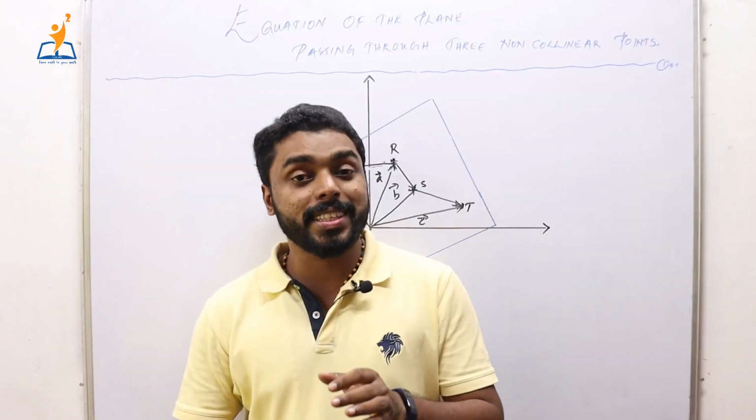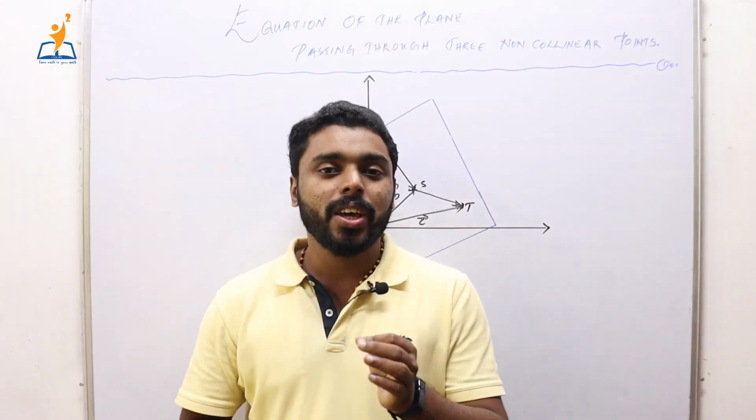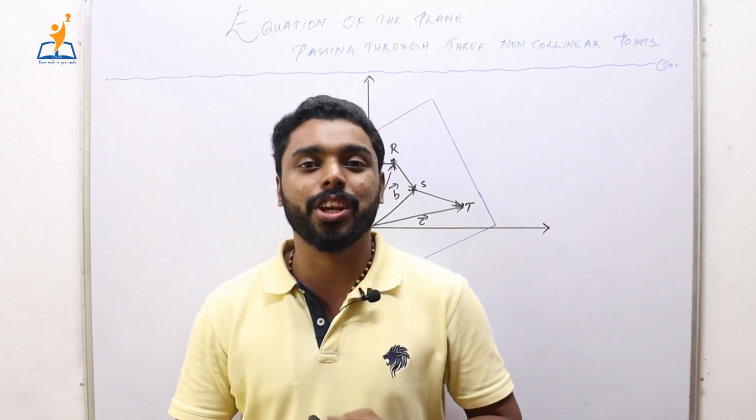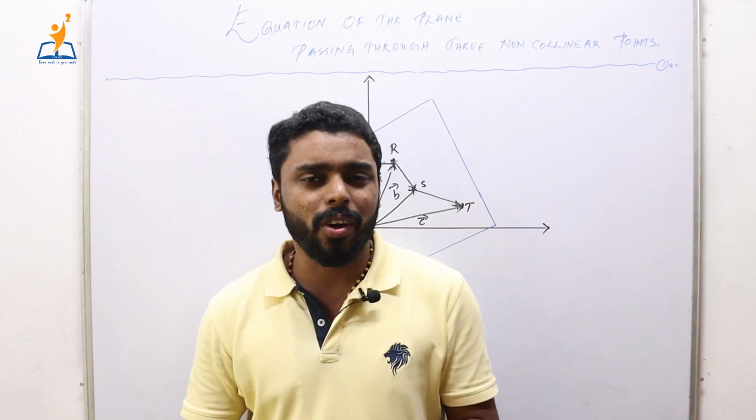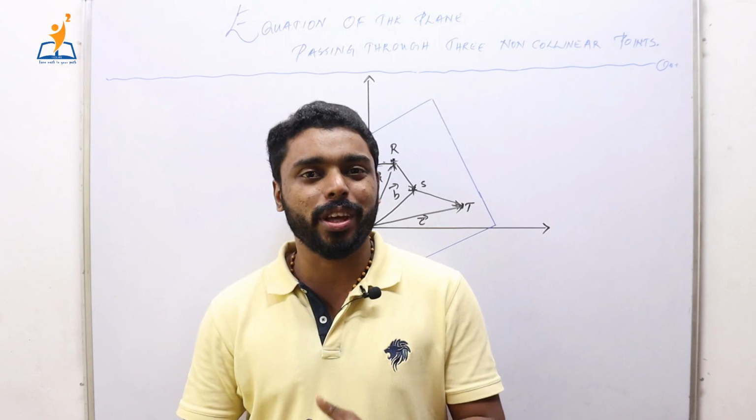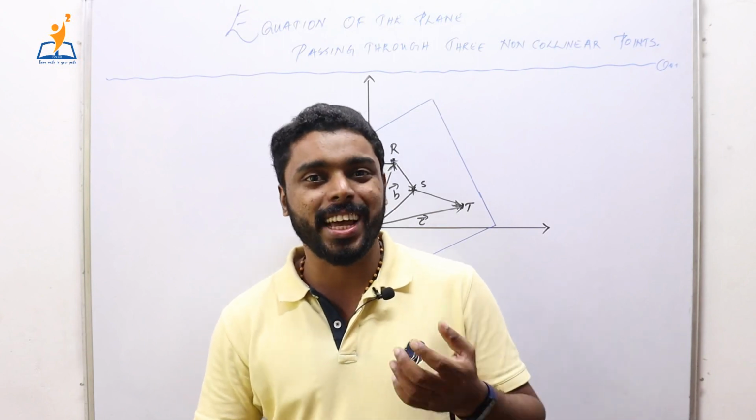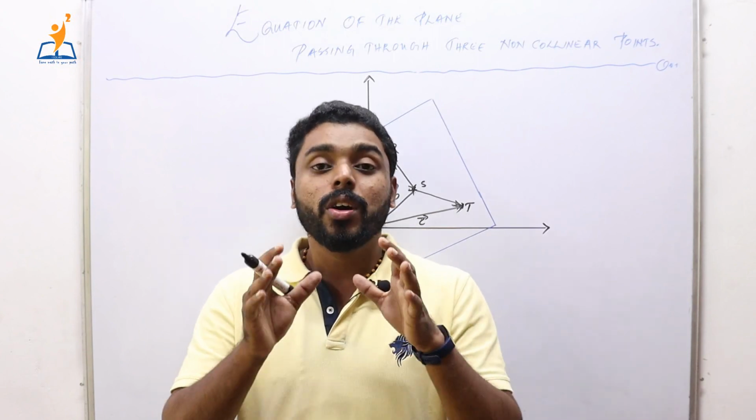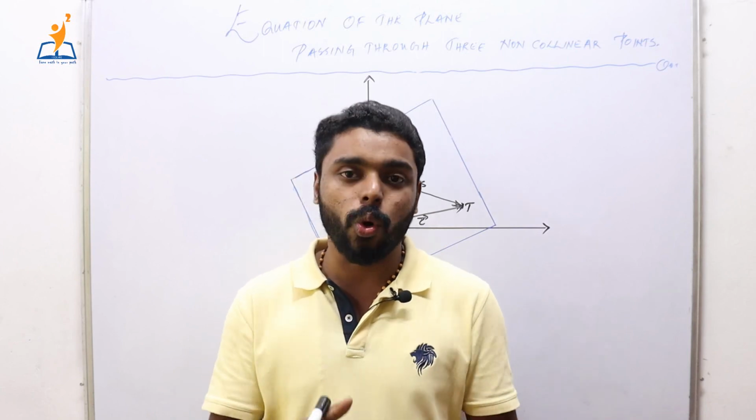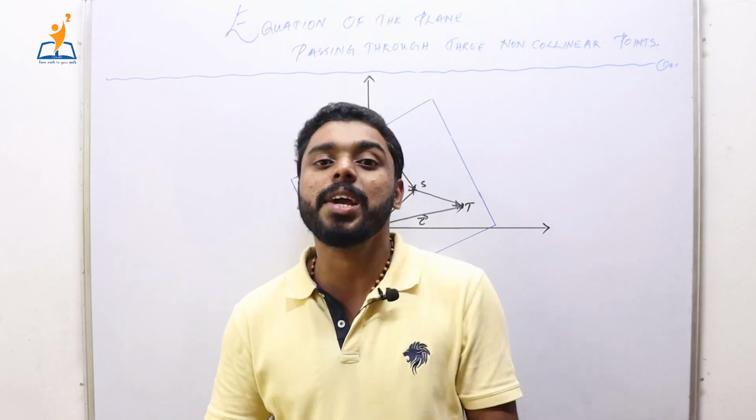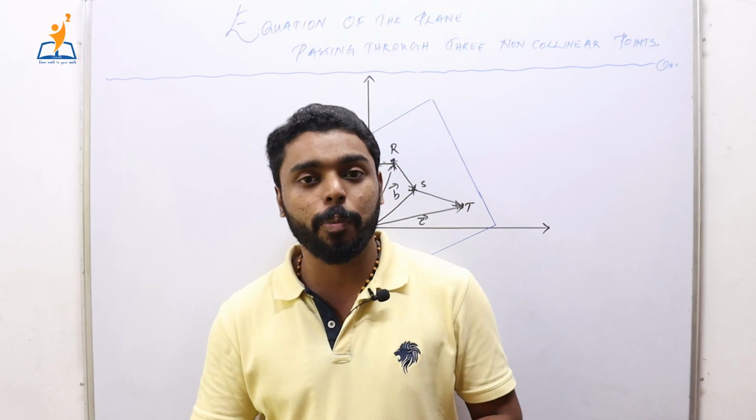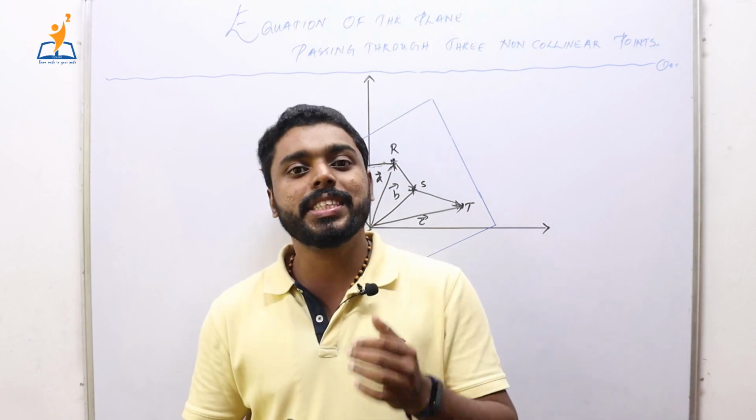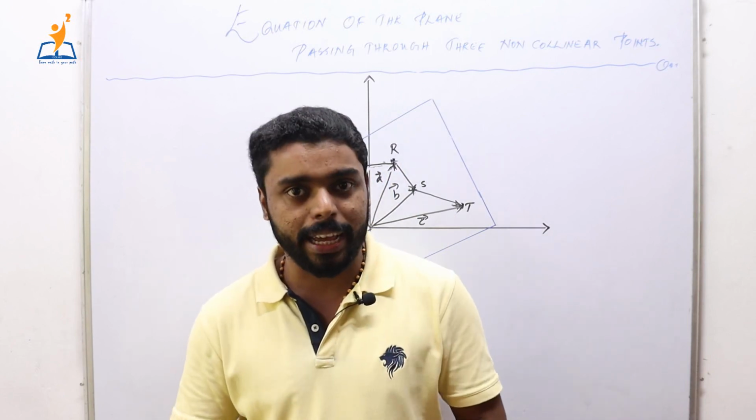Now we shall discuss the equation of a plane which passes through three non-collinear points. I hope you know what non-collinear points and collinear points are. Collinear points are those points which lie on the same line, whereas non-collinear points are those points which do not lie on the same line, right?